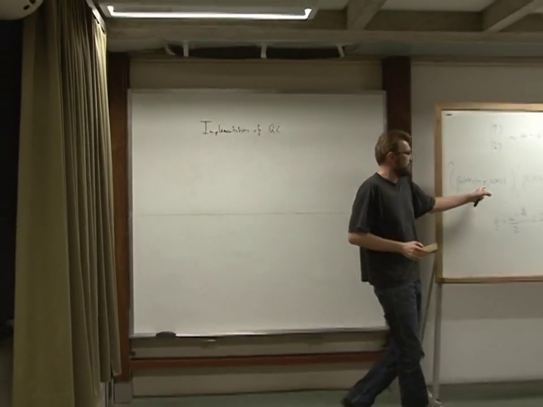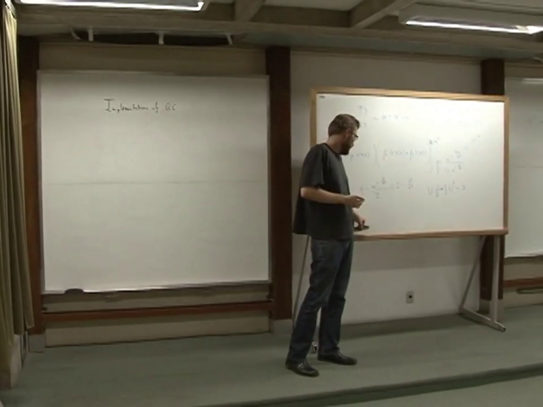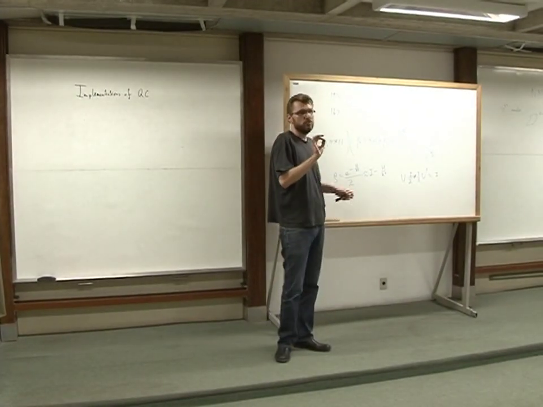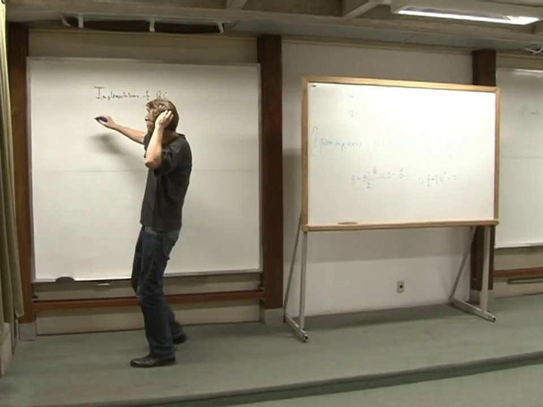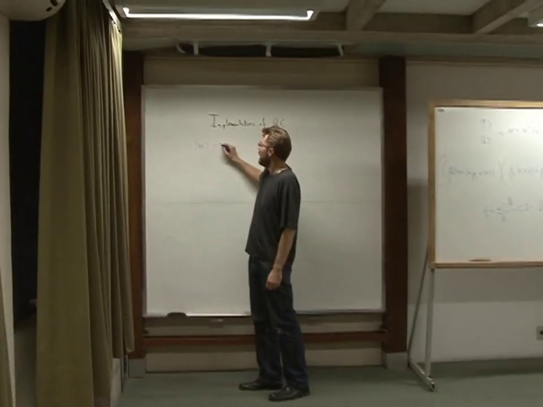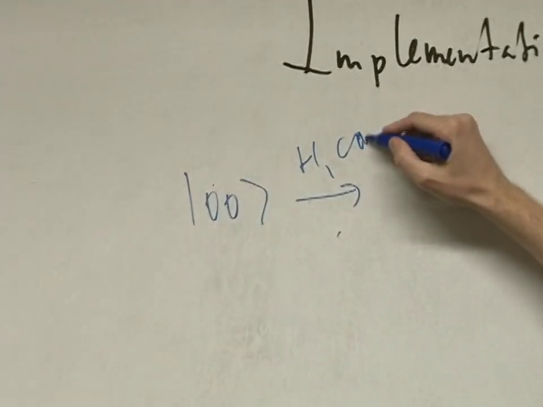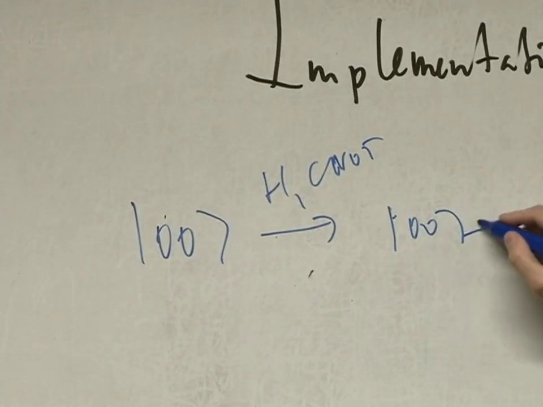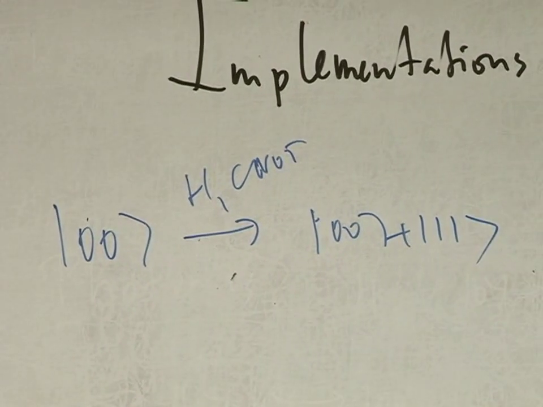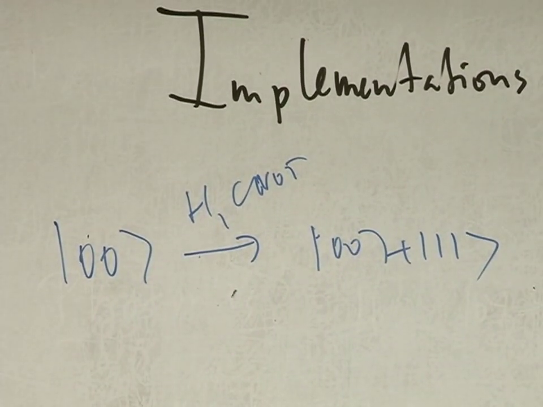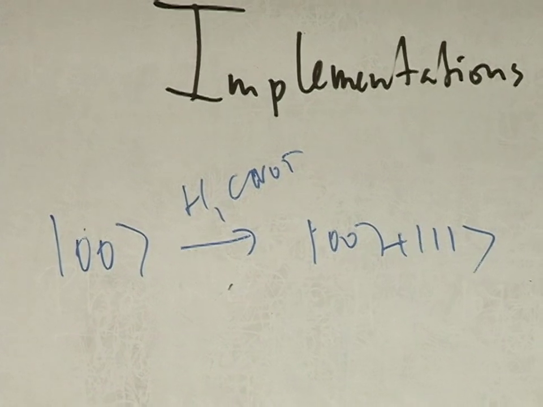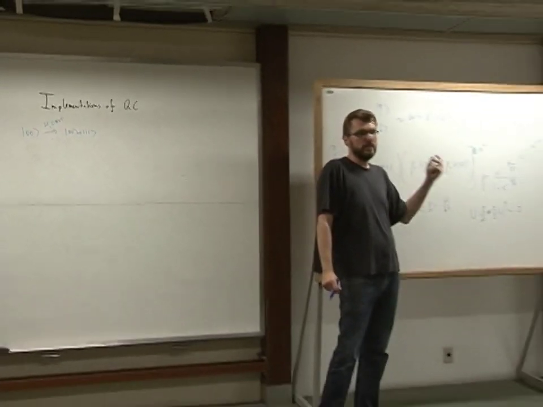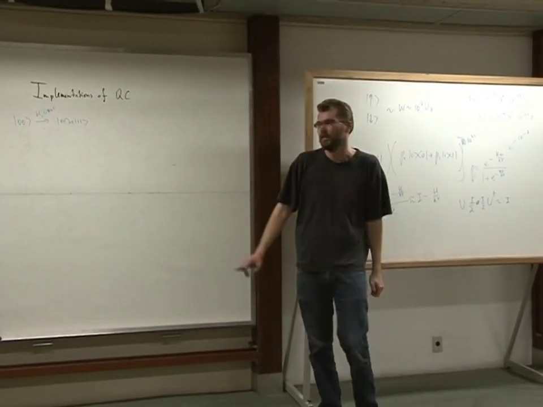If you start from a state like this, and you apply a Hadamard control-NOT. So if I started from a state 0, 0, and I apply the Hadamard control-NOT, I would get a state 0, 0 plus 1, 1, maximally entangled. But now I'm starting from all possible four states, 0, 0, 0, 1, 1, 0, and 1, 1. Each has almost the same probability.